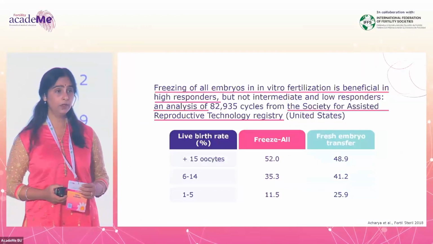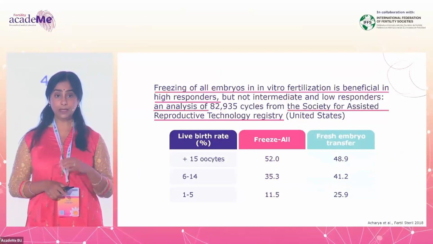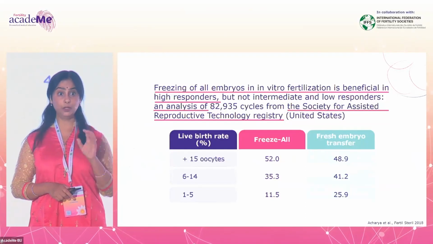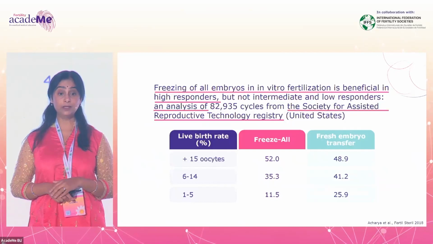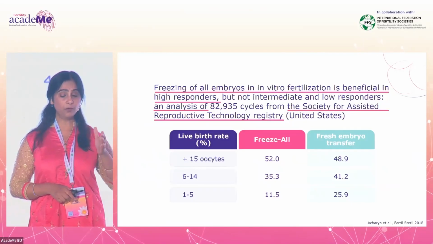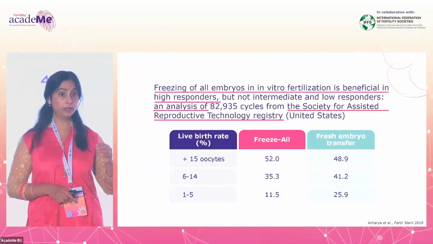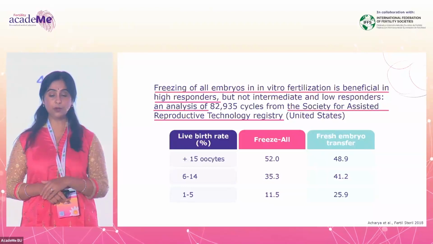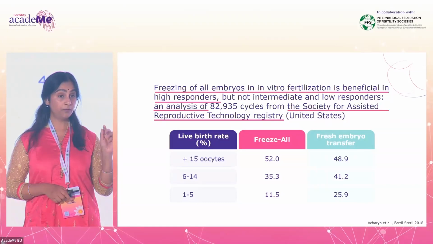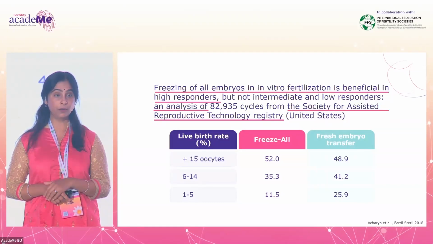So what do we do? This is another real-world study, again coming from the SART, the North American data set. Again, you can see a huge number of cycles, 82,000 cycles. Here they're looking at 3 different groups: the high responders, 15 or more oocytes, the normal responders, and the poor responders. In the first column, they're looking at the live birth rate with freeze-all, that is a frozen embryo transfer, versus fresh embryo transfer.